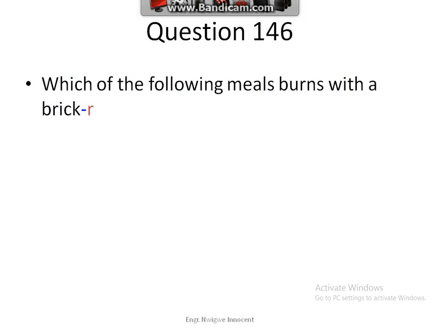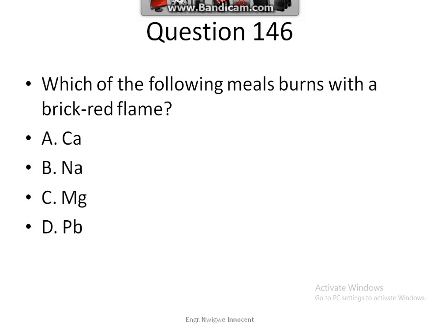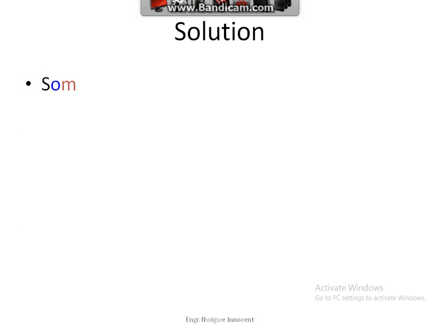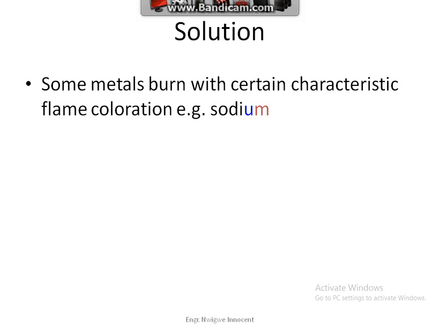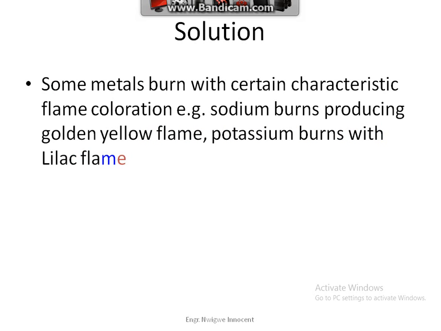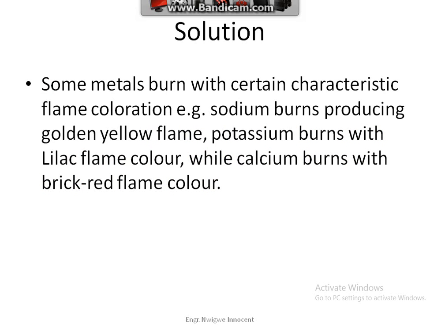Question 146. Which of the following metals burns with a brick red flame? A. Calcium Ca, B. Sodium Na, C. Magnesium Mg, D. Lead Pb. Solution. Some metals burn with certain characteristic flame colors. For example, sodium burns producing a yellow flame, potassium burns with a lilac flame, while calcium burns with a brick red flame. Therefore, the answer is A.